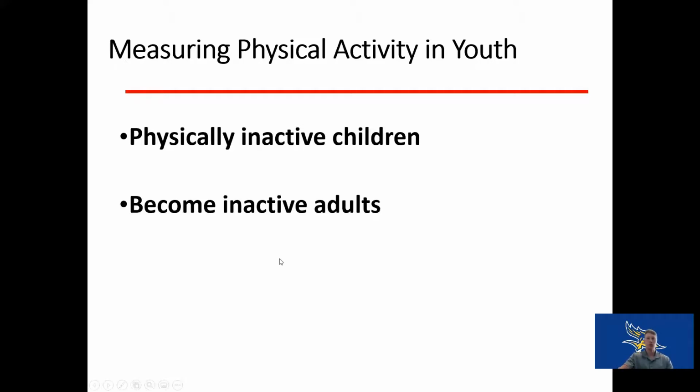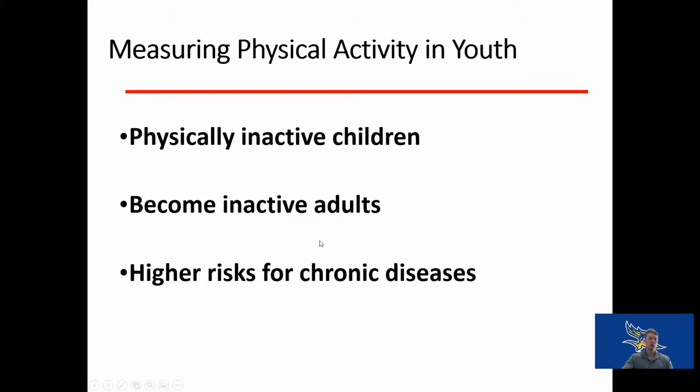If physically inactive children become physically inactive adults, they have a higher risk for chronic diseases. So it is our job now to help promote physical activity in children so that it can promote physical activity in adulthood, which can promote longer life, healthier life, better quality of life. Okay, so we're trying to set these children up for a quality of life that is extended much longer than maybe the average adult. So we're trying to set them up to be physically active for the rest of their life so they can be healthy.